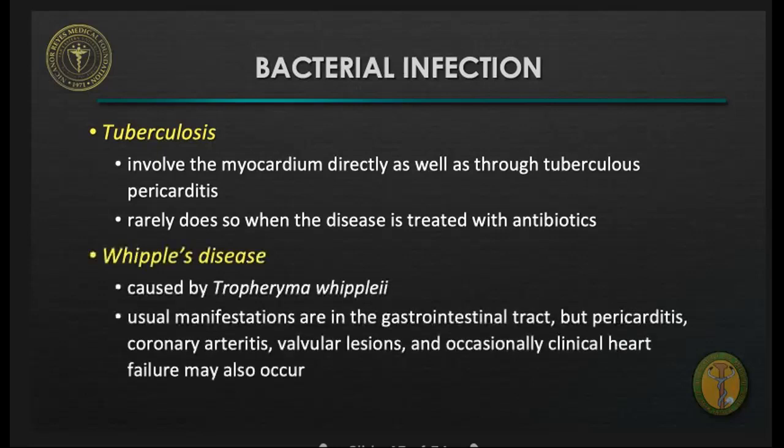Whipple's disease is caused by Tropheryma whipplei. The usual manifestations are in the GI tract, but pericarditis, coronary arteritis, valvular lesions, and occasionally clinical heart failure may also occur. Multi-drug regimens are effective, but the disease tends to relapse even with appropriate treatment.